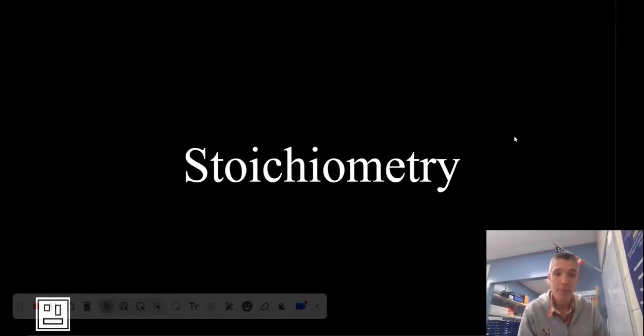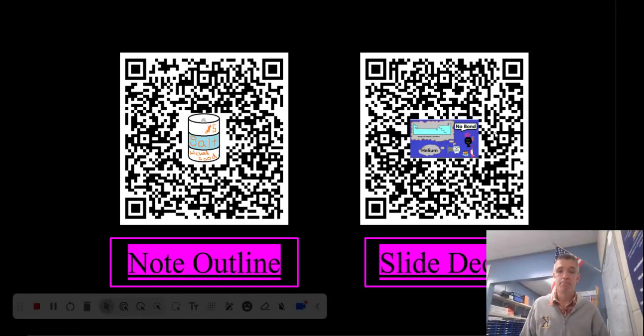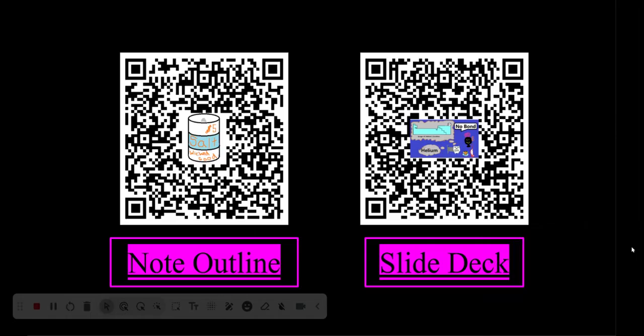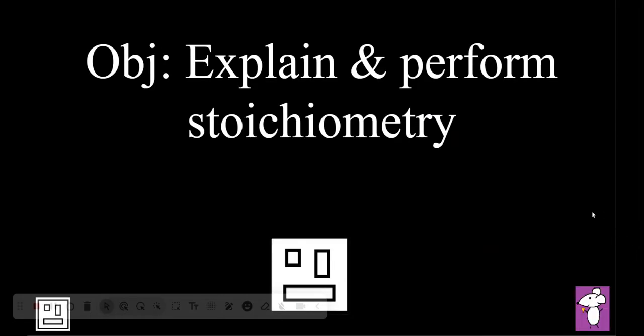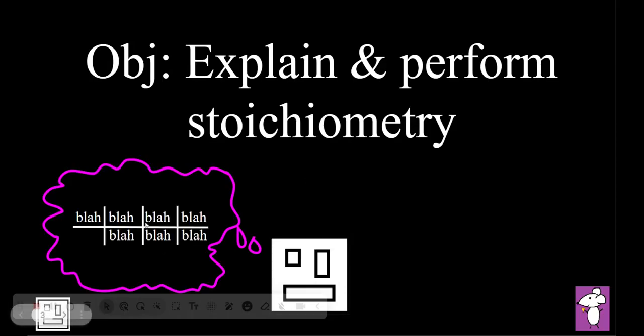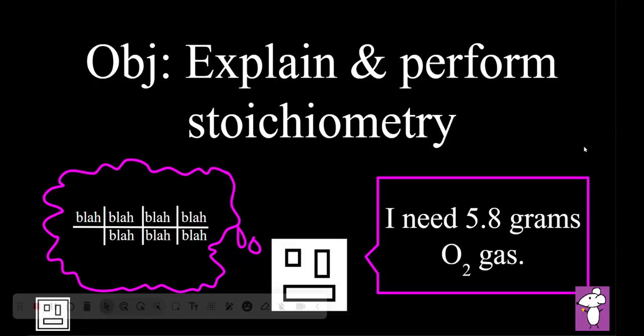All right, so here's our topic, stoichiometry. Here's some important information for you if you need it. And I want you to be able to do these two things, explain and perform it. And what that means is you're going to draw the problem, and they're going to look like this. They're going to be very similar, and then you're actually going to calculate it or perform the math.